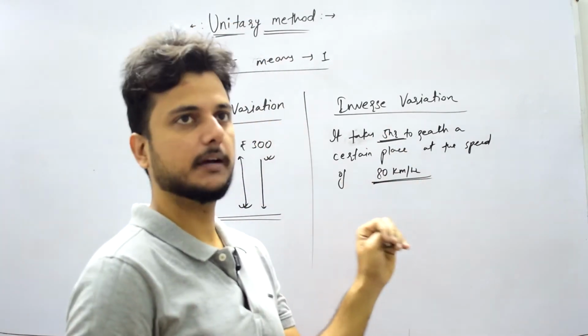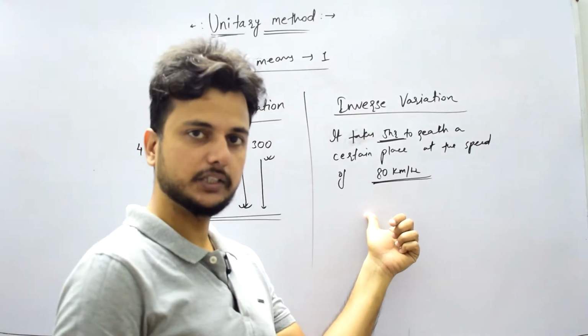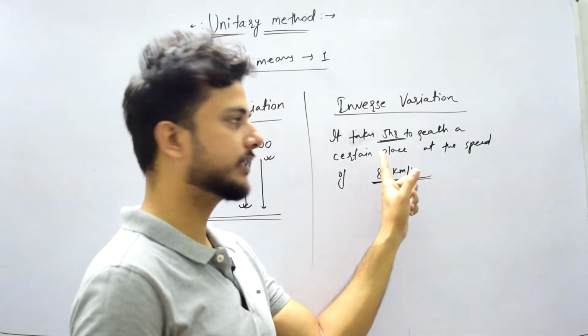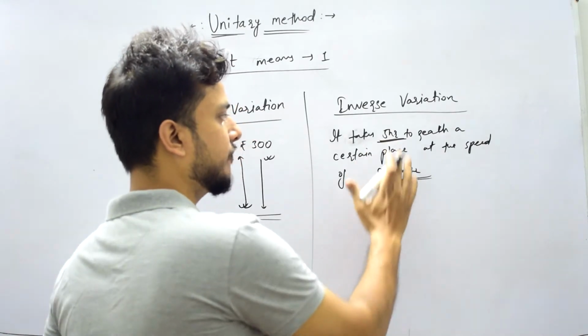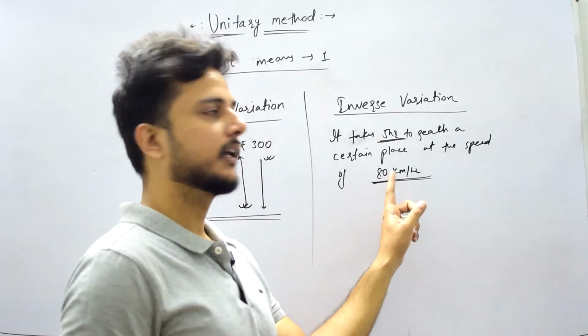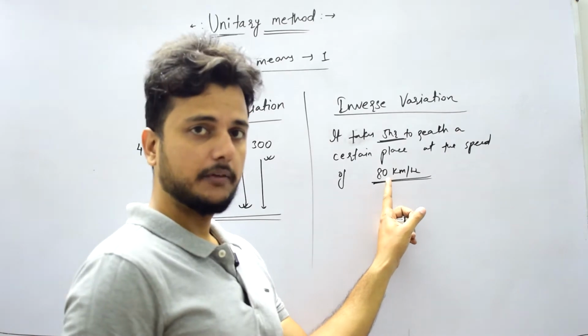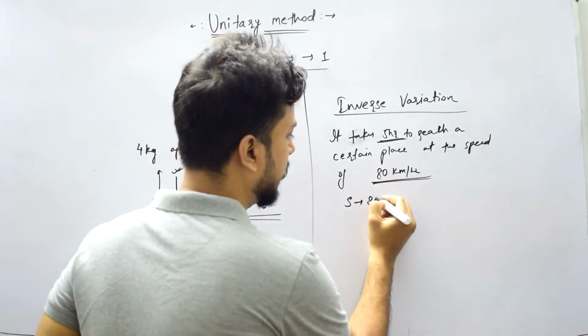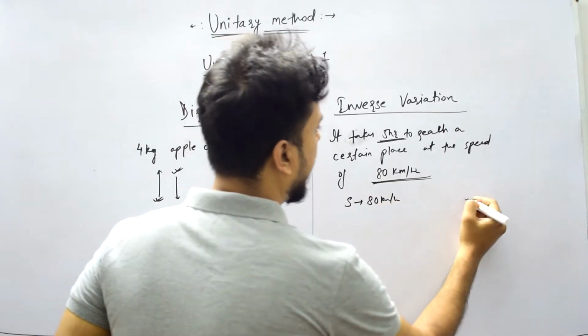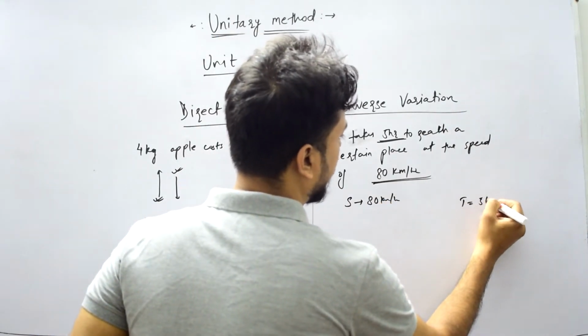There are other examples which also follow inverse variation. We will see those examples. But first let us see one example and try to understand it. So it takes 5 hours to reach a certain place at 80 km per hour. Now here the speed is 80 km per hour, and the time taken is 5 hours.